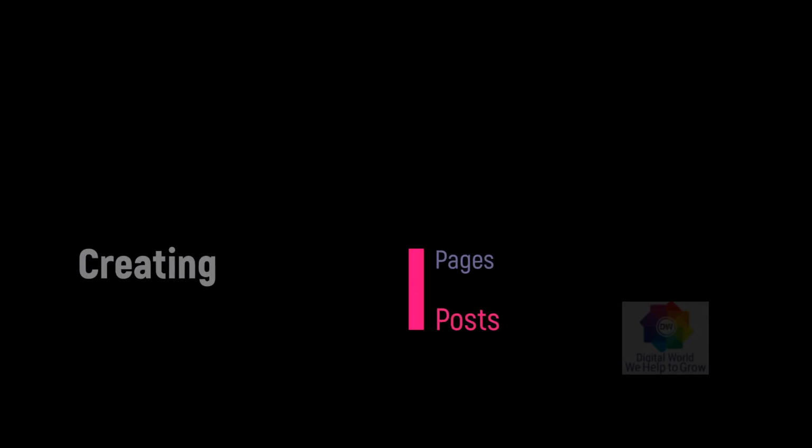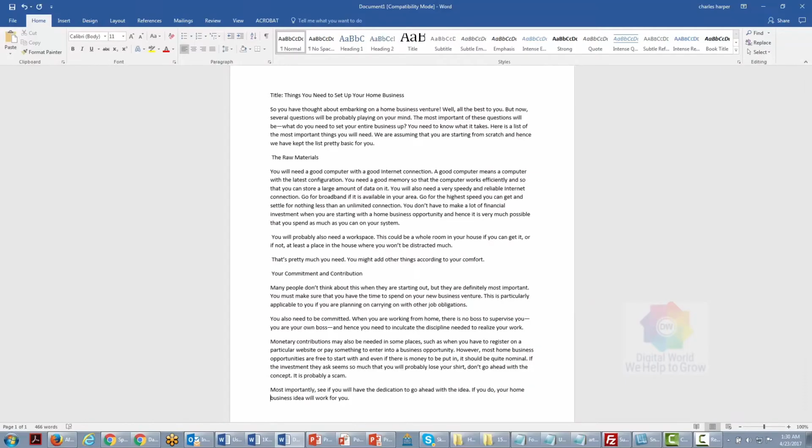Welcome back. Now in this video, we're going to be creating pages and posts. You are now looking at an article that has been written and formatted in Microsoft Word. What we want to do now is take that article and post it inside of our WordPress site. You can do the writing ahead of time in Microsoft Word or your favorite word processing software, and then you'll have a document that looks something like this.